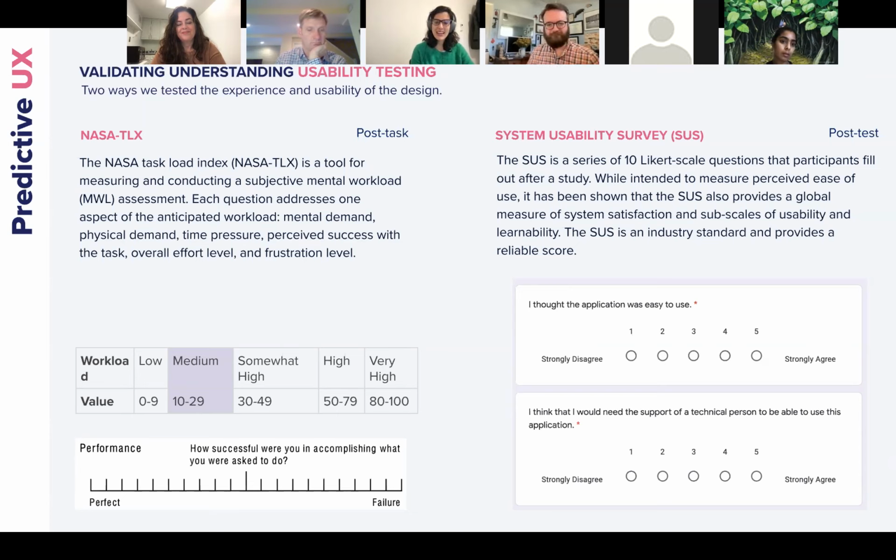All right, and then the System Usability Survey is a really standard way of testing usability and ease of use. So we did the System Usability Survey as a post-test survey, and we collected both of the scoring. And it was really cool to see how it improved week after week. It was almost like instant gratification, just watching it improve.